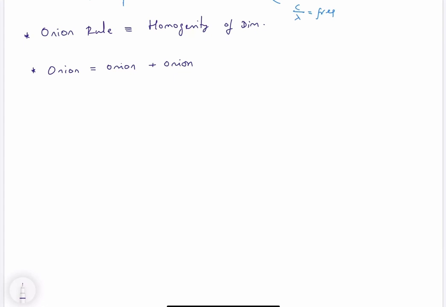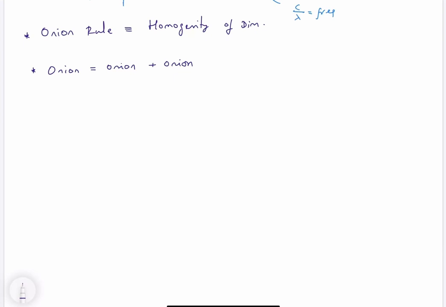So you take quantities which are of the same kind. Similarly, if you really want to find out if the LHS and the RHS of certain physical quantities are equal, we use this rule. Onion equals onion plus onion. Like, let's say if the left hand side is of length family or energy family, the right hand side must be of length family and energy family respectively.